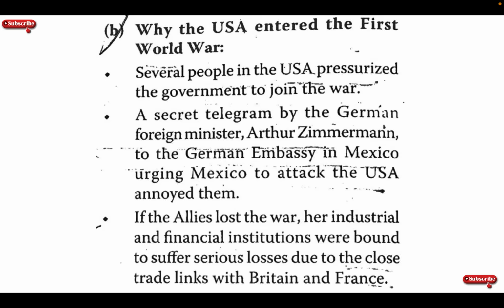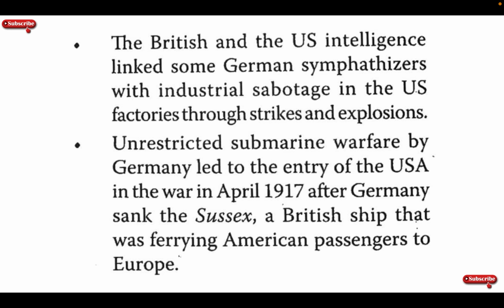If the Allies lost the war, the US's industrial and financial institutions were bound to suffer serious losses due to the close trade links with Britain and France. The British and the US intelligence linked some German sympathizers with industrial sabotage in US factories through strikes and explosions.